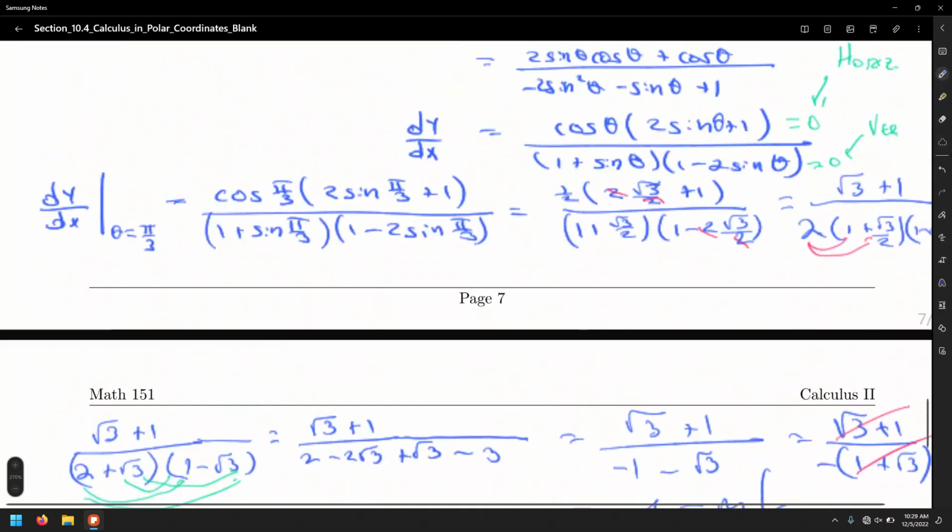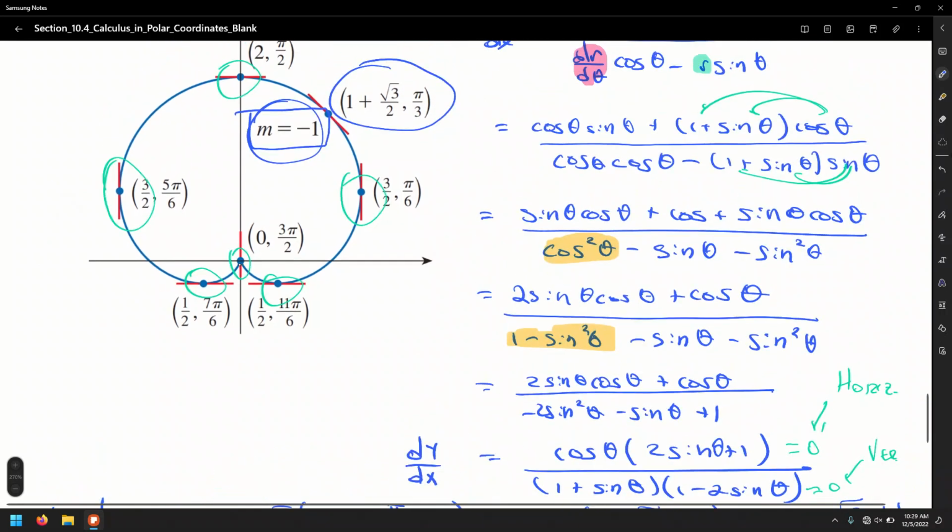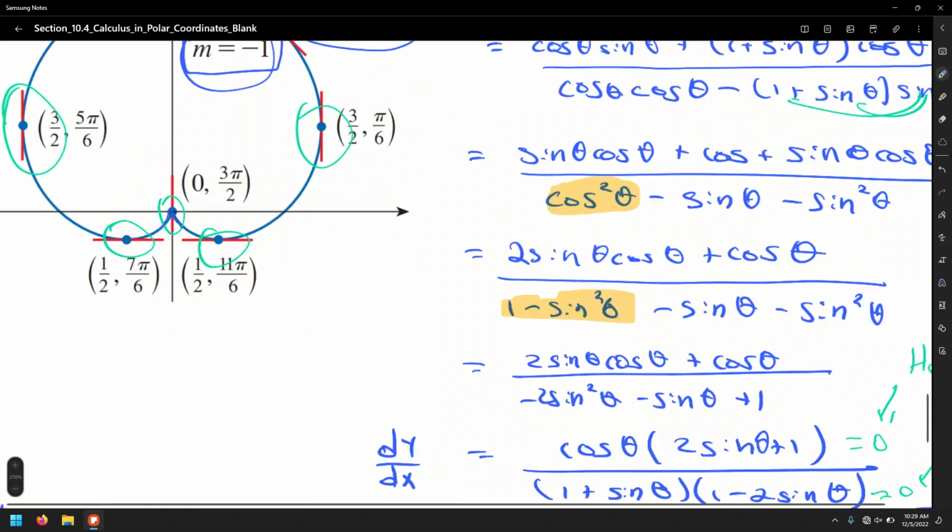So in this case, well, yes, clearly, we have a solution at 3 pi over 2. However, notice in this case it looks like a cusp. And at the cusp, coming from the left and coming from the right, that gives rise to a vertical tangency in this case, all right?